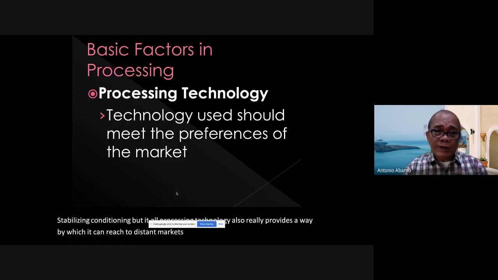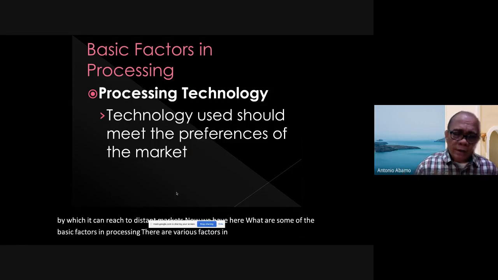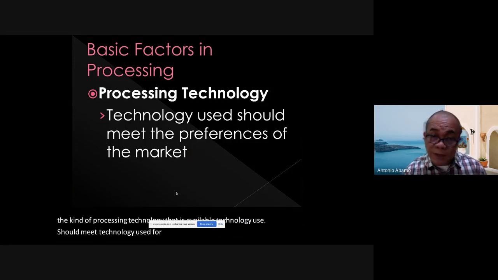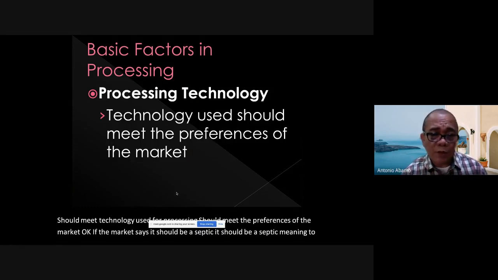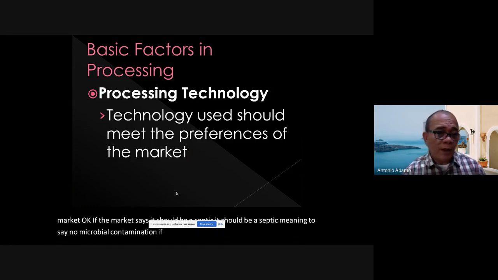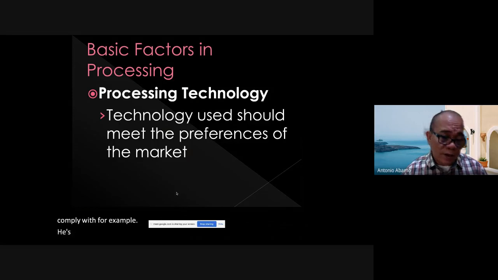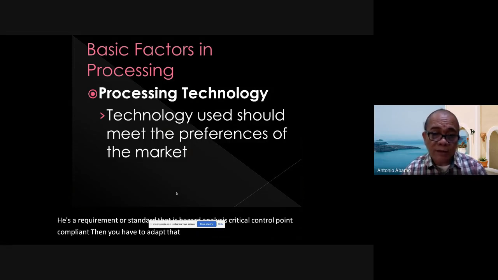Now we have here, what are some of the basic factors in processing? There are various factors in processing. One is the kind of processing technology that is available. Technology used for processing should meet the preferences of the market. If the market says it should be aseptic, it should be aseptic, meaning no microbial contamination. If the buyers say it should comply with, for example, a HACCP requirement, a standard that is hazard analysis critical control point compliant, then you have to adapt that certain quality audit or standard.